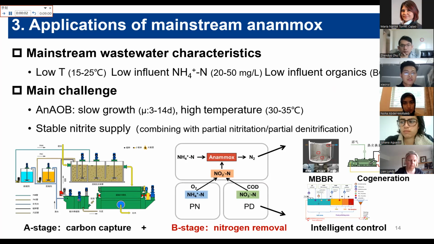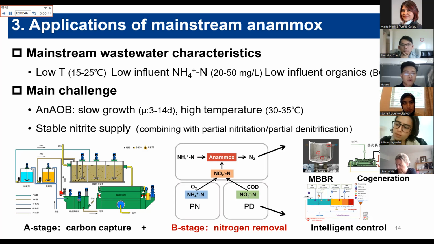Next, we can talk about the mainstream wastewater. The mainstream represents most of the wastewater in the municipal wastewater. Generally, the ammonia concentration is low and the temperature is low. Moreover, in China, the influent organics in the municipal wastewater are significantly lower than those in the USA and other countries. Therefore, in the mainstream wastewater treatment, Anammox technology meets some challenges.